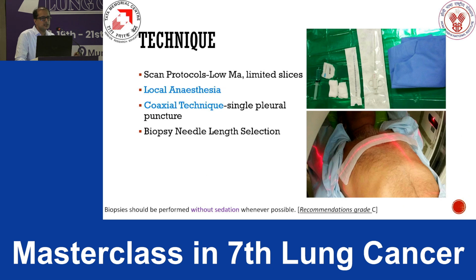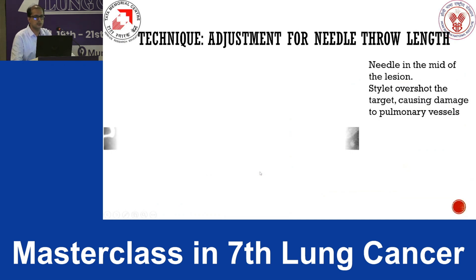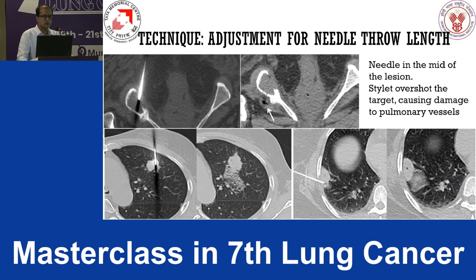Coming on to the technique, which is much simpler: low kV mA technique, limited slices, local anesthesia. Coaxial is always preferred to non-coaxial because we can take multiple cores, and obviously the needle length needs to be considered, and the cutting edge of the needle, that is the coaxial system, should be where the lesion is. So this has to be in the center so that we can get multiple yields. When we are dealing with the surface, that is the time we can take multiple cores and we can adjust the throw, and not go beyond the lesion.